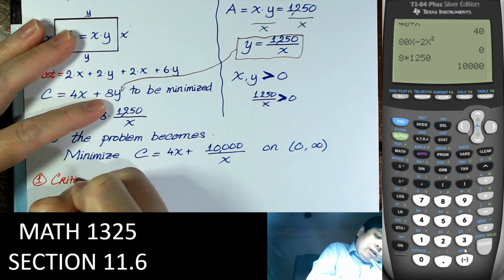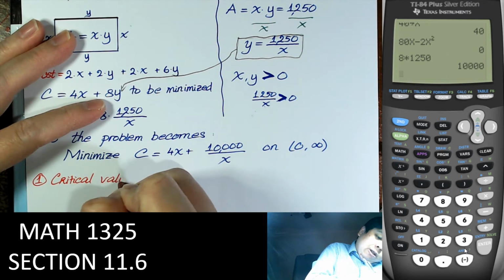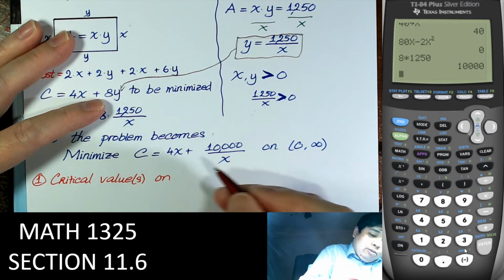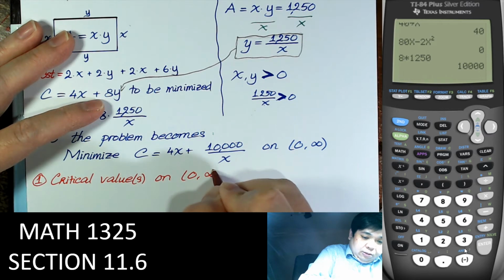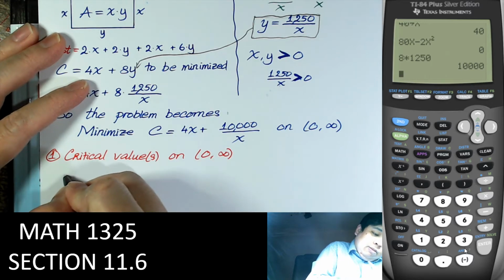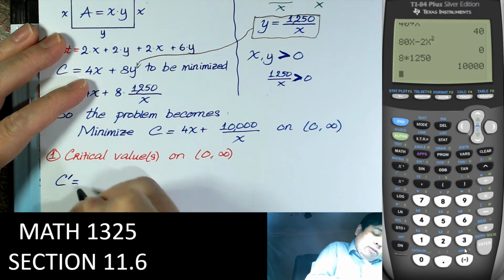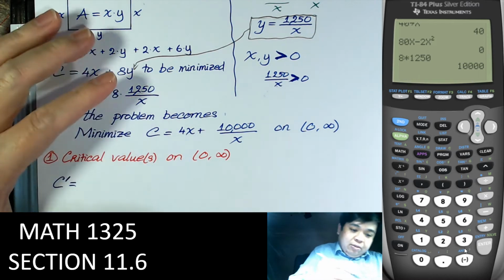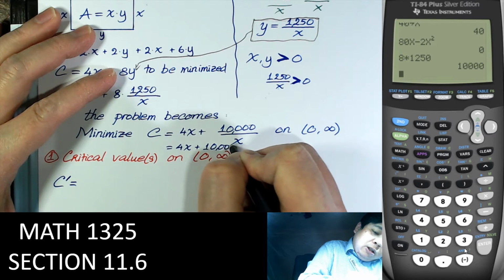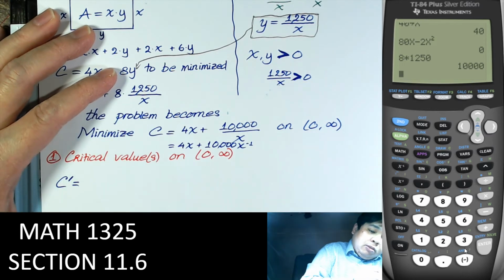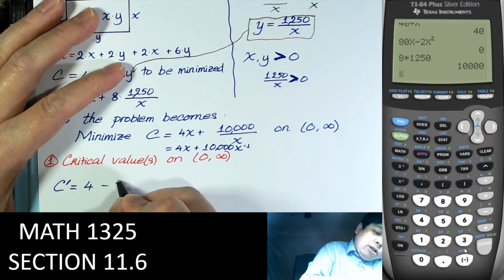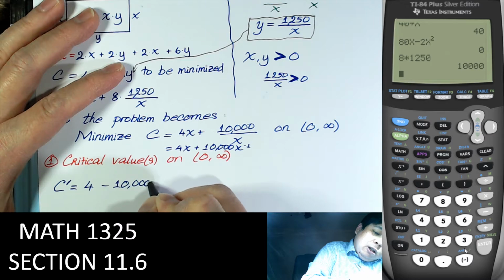Critical values. Could be more than one on the interval. Right, now take the derivative. And we'll rewrite this as 4x plus 10,000 x to the negative 1. Derivative of that is 4. Take negative 1 down, 10,000 x to the negative 2.